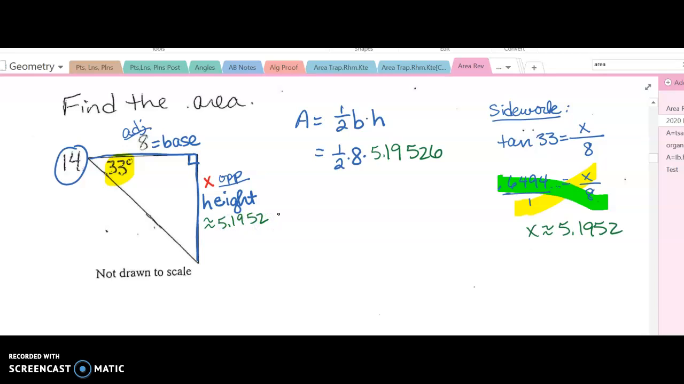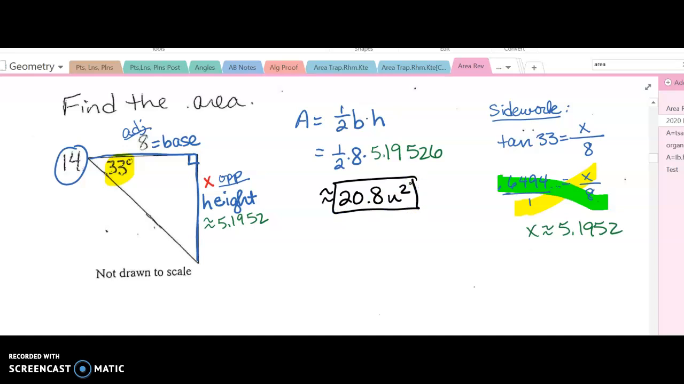So 1/2 base times height would be 1/2. In my calculator, I'm typing in 0.5, same thing as 1/2, times 8 times that 5.1952, which gives me an answer of 20.78. So I'm going to call that 20.8 to the nearest units. Ms. Benton didn't specify units, so we can just call that units squared.